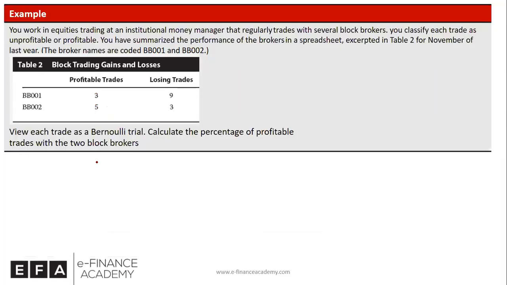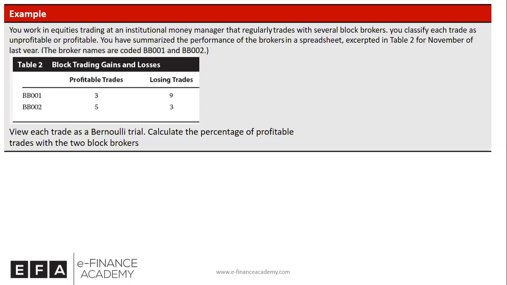Now I'd like to look at this example. So basically, it's cut short. You work in equities trading at an institutional money manager that regularly trades with several block brokers. You classify each trade as unprofitable or profitable. You have summarized the performance of the brokers in a spreadsheet in table 2 for November of last year.